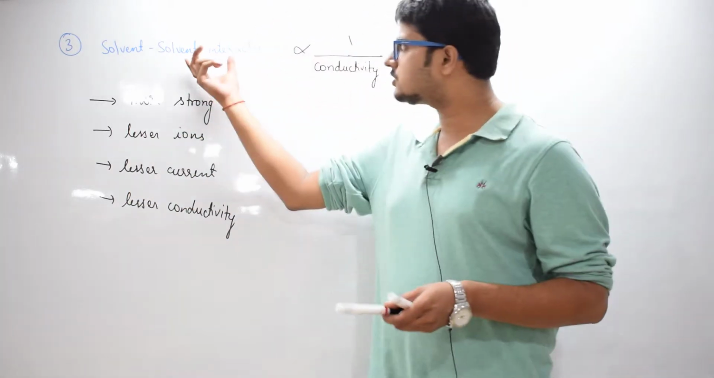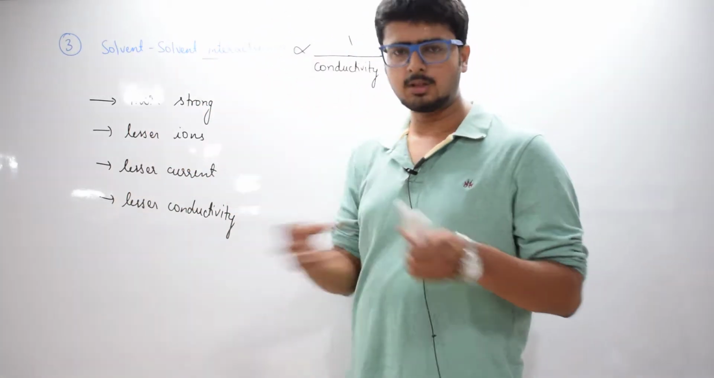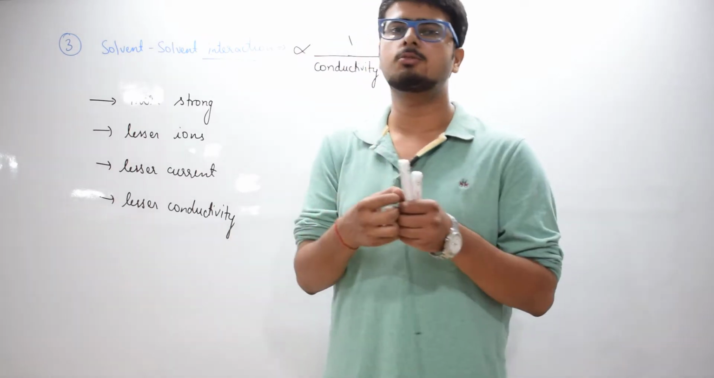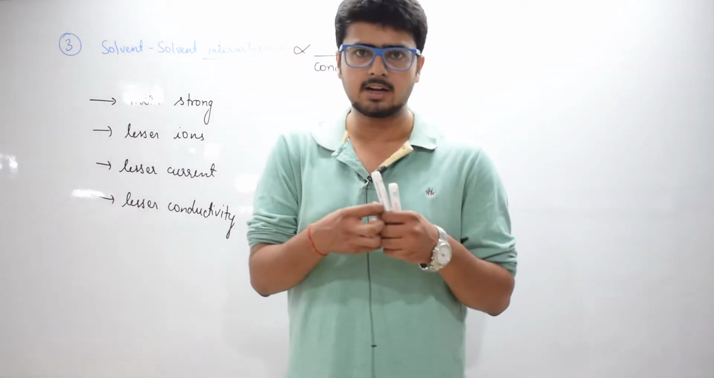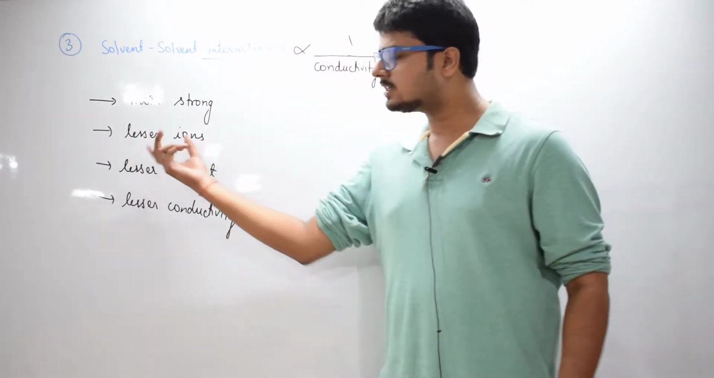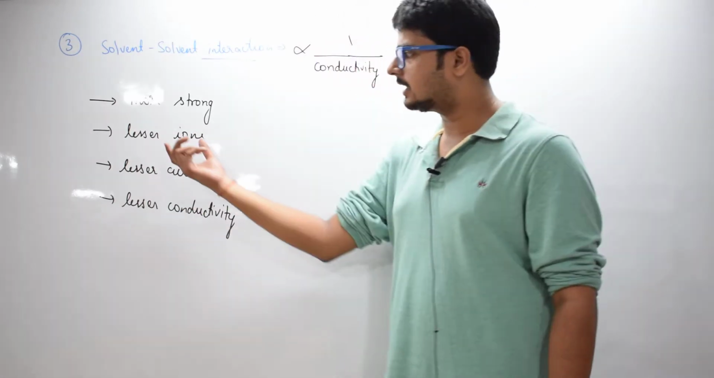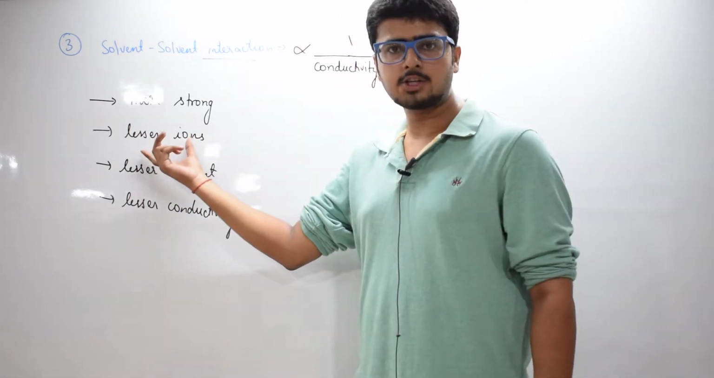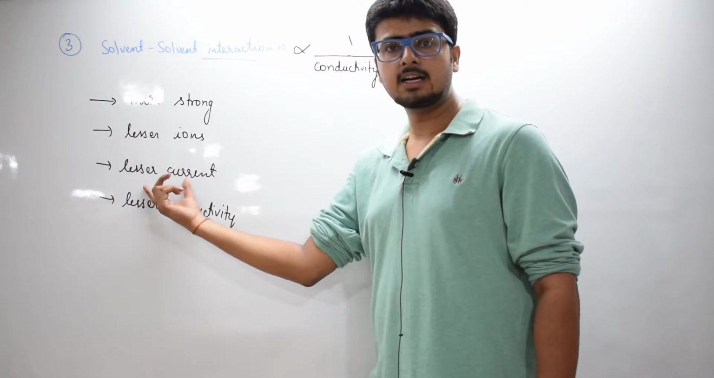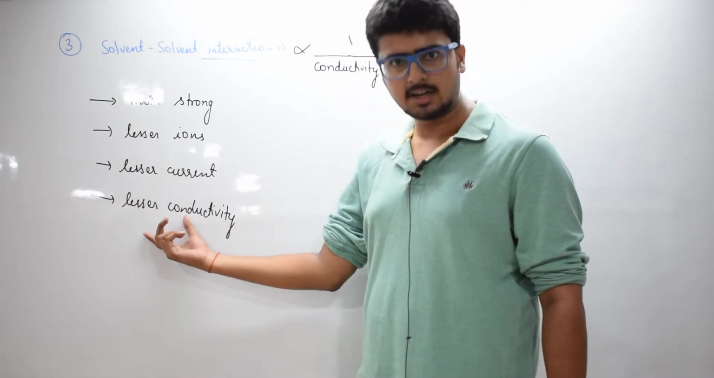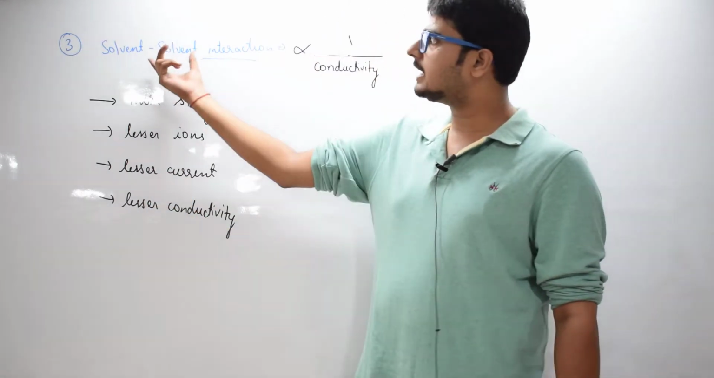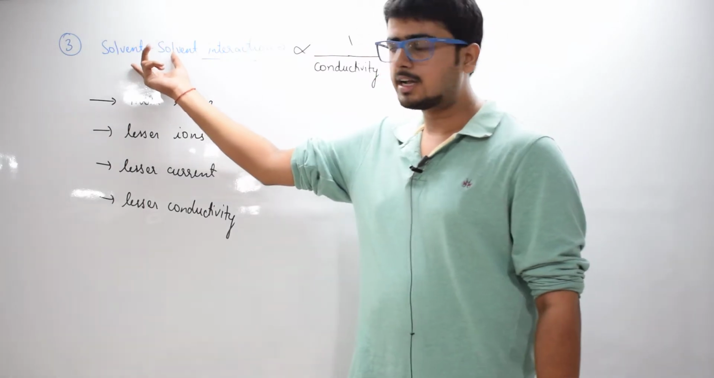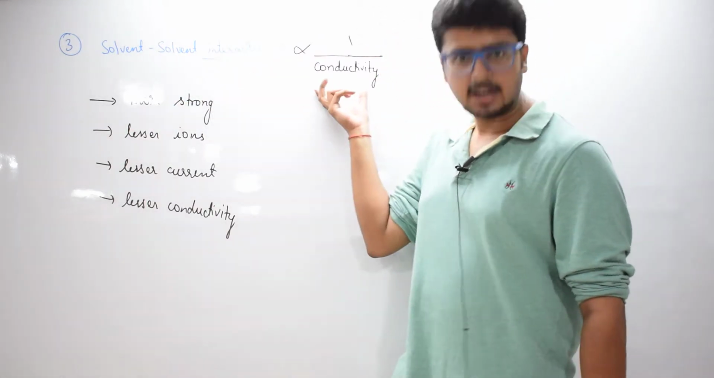The stronger the forces existing between solvent particles, the less easily they will be broken, that means lesser formation of ions, lesser current, and at last lesser conductivity. So, in short it can be said that solvent-solvent interaction is inversely proportional to conductivity.